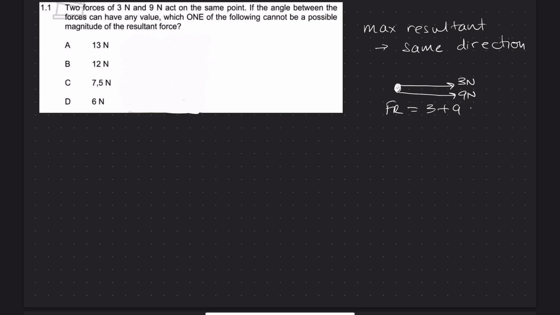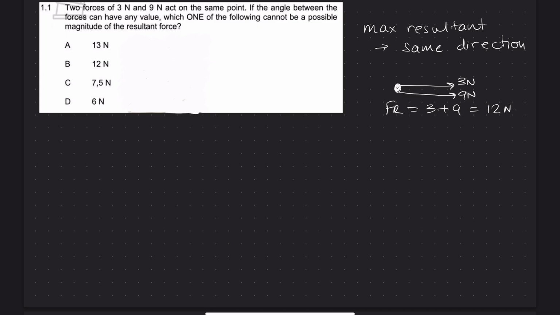resultant when the two forces act in the same direction. So in this case, if we had the force 3 Newton here and 9 Newton there, the resultant would be 3 plus 9, which is 12 Newtons.